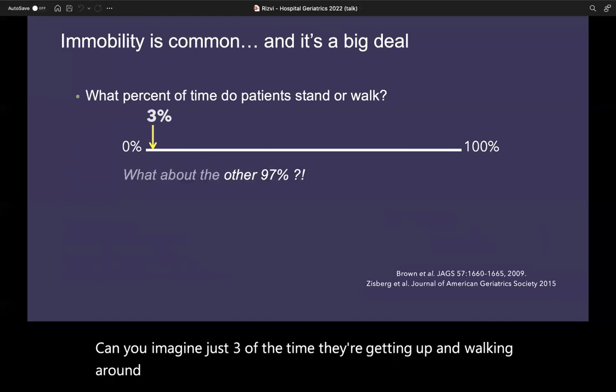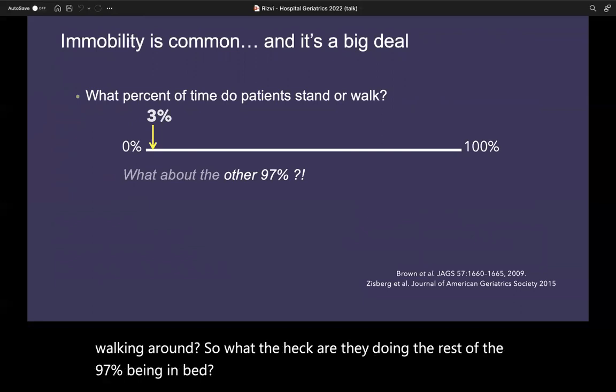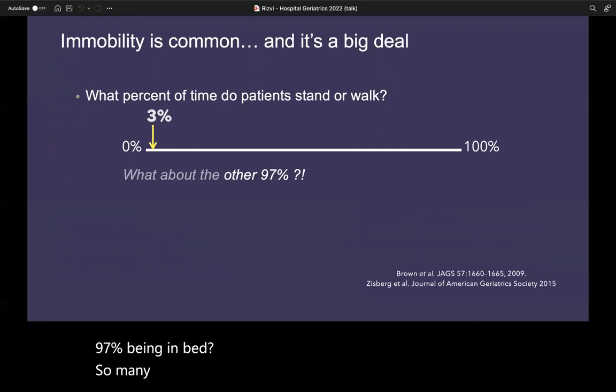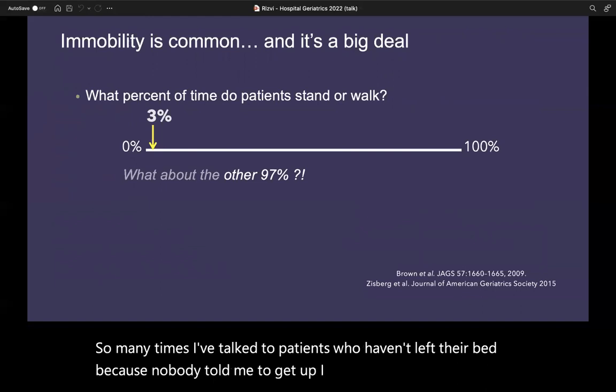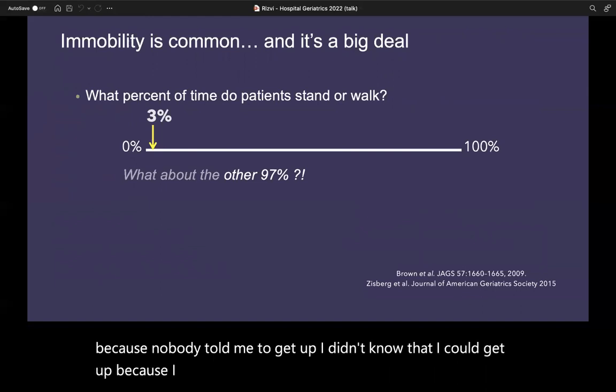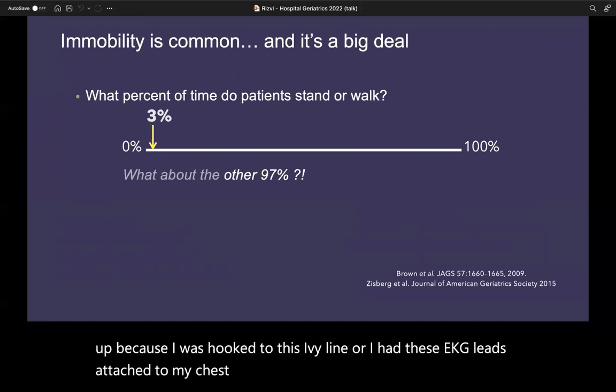So what the heck are they doing the rest of the 97%? Being in bed. So many times I've talked to patients who haven't left their bed because nobody told me to get up. I didn't know that I could get up because I was hooked to this IV line, or I had these EKG leads attached to my chest. I didn't know that I could get up.